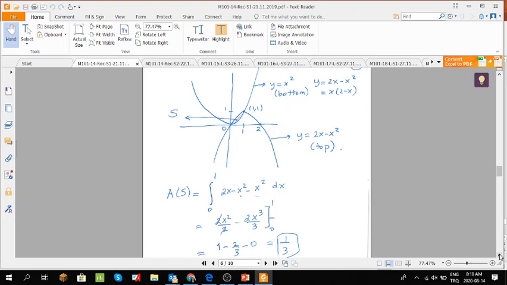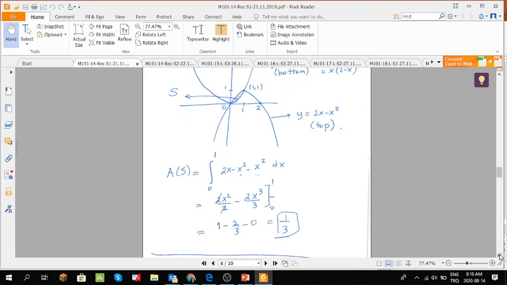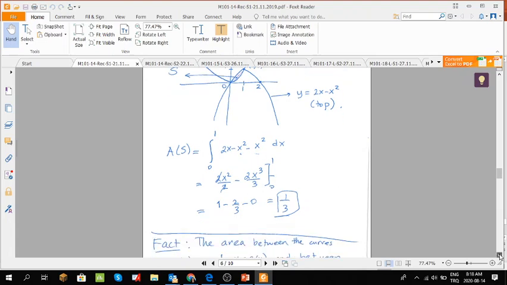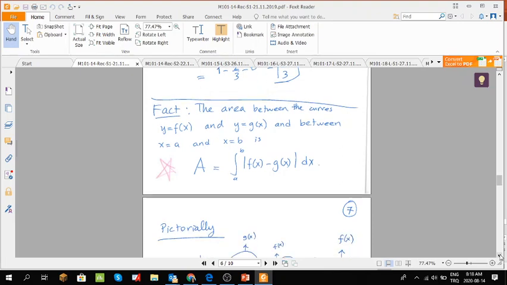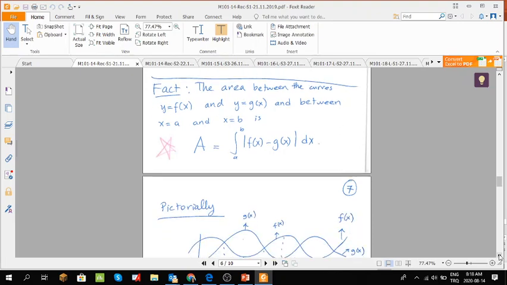Let's say you didn't have time to draw the graph, and you just pick one of them as the top one and the other one as the bottom one. If you get a negative answer as the area, then that would mean that you chose the top curve wrongly. So you can still do it like that if you're not sure which one is the top one.